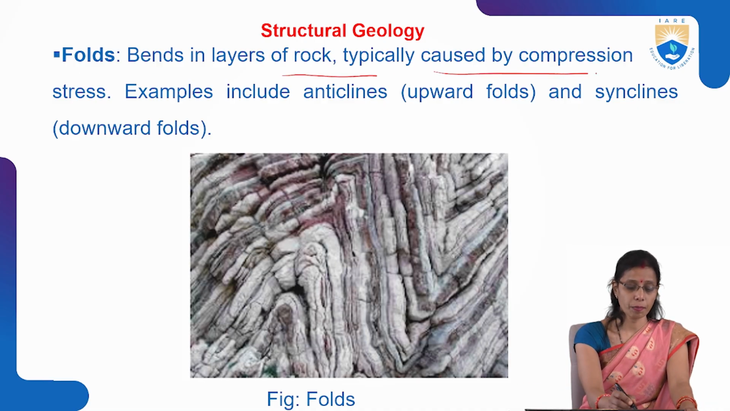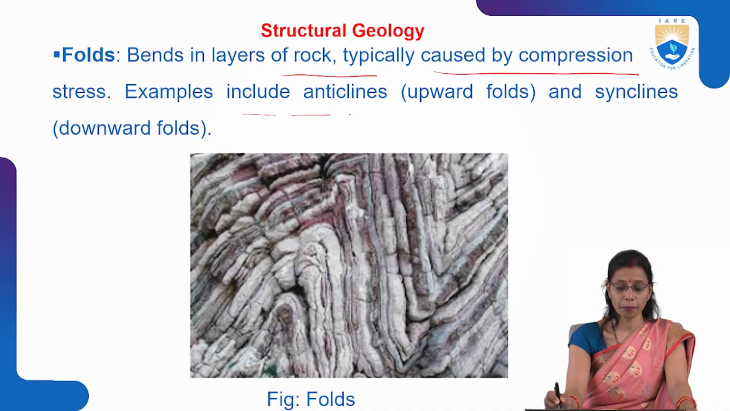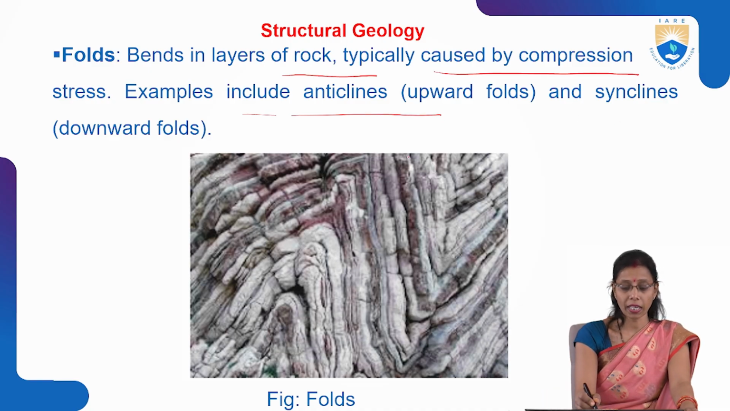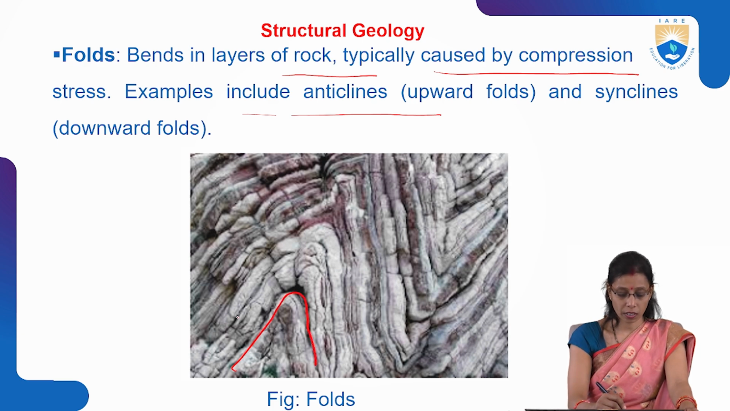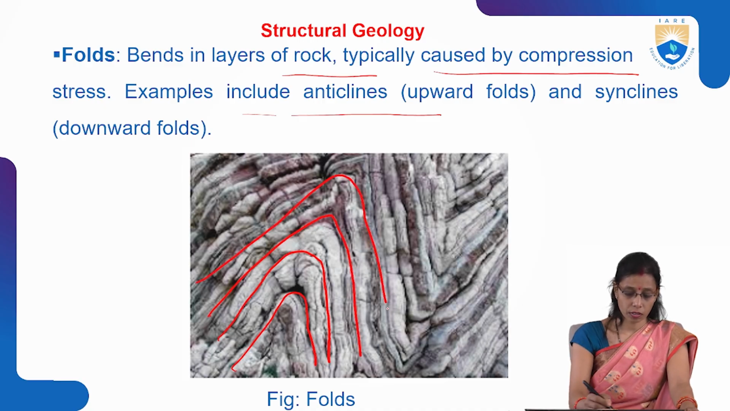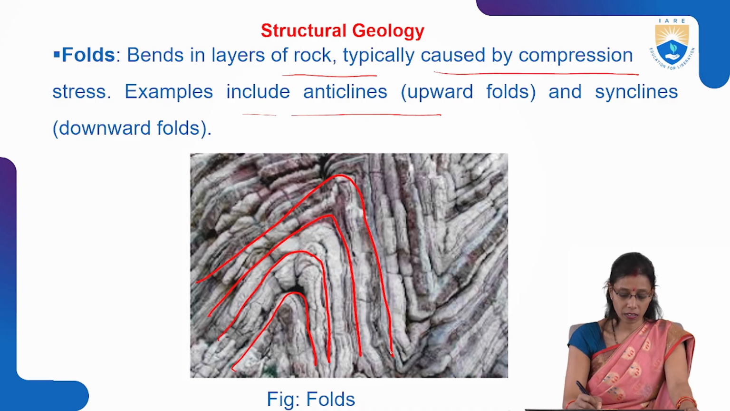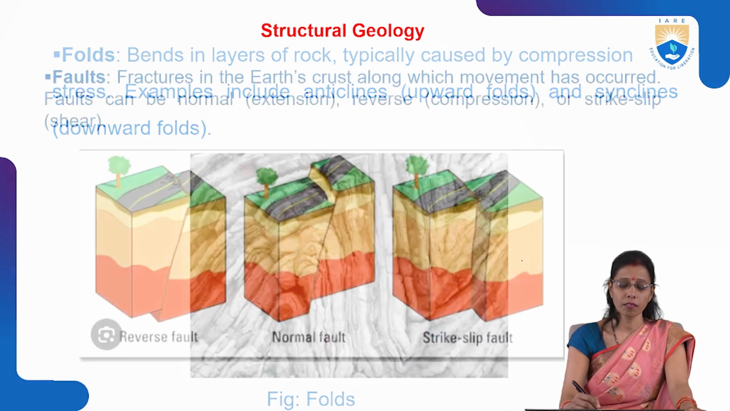Folds are bends in layered rock, typically caused by compressive stress. Examples include anticlines, which are upward folds, and synclines, which are downward folds. These are all folds you can see here, due to the pressure applied to the rock. This is the type of deformation being considered. If it is elastic, it will come back to its original position. But if it is plastic deformation, these kinds of folds will be formed in the layers. You can see here that the folds are formed layer-wise.